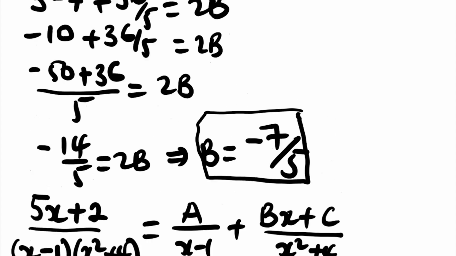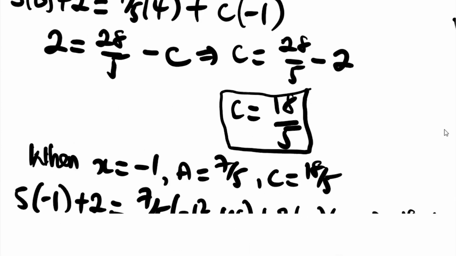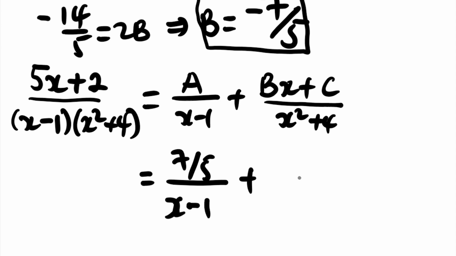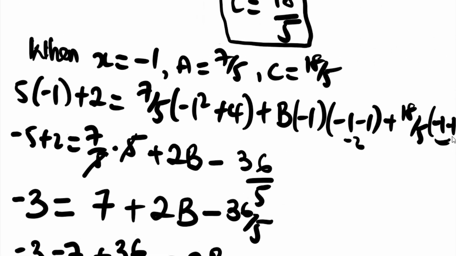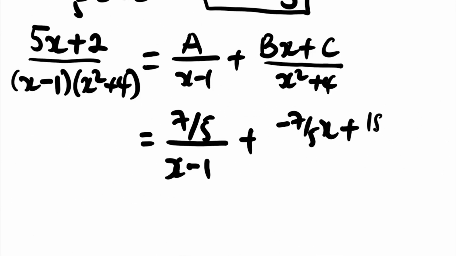We know the value of a is, we had it here, 7 over 5. So that will be 7 over 5 all over x minus 1 plus, what is the value for b? That's negative 7 over 5. So negative 7 over 5 x plus c. C is what? The value for c is 18 over 5. So I'll go with 18 over 5 all over x squared plus 4.